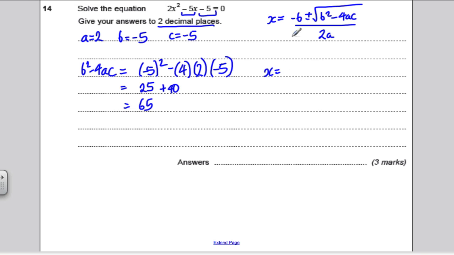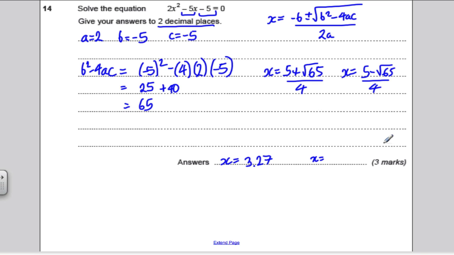So x on the one hand is minus b, minus minus 5 is plus 5, plus the square root of 65, all over 2a, which is 2 times 2, which is 4. Or x is the same thing, but with a minus square root 65 over 4. Type these two things into the calculator and we'll get the following. x is on the one hand 3.27 and I've rounded that to 2 dp.